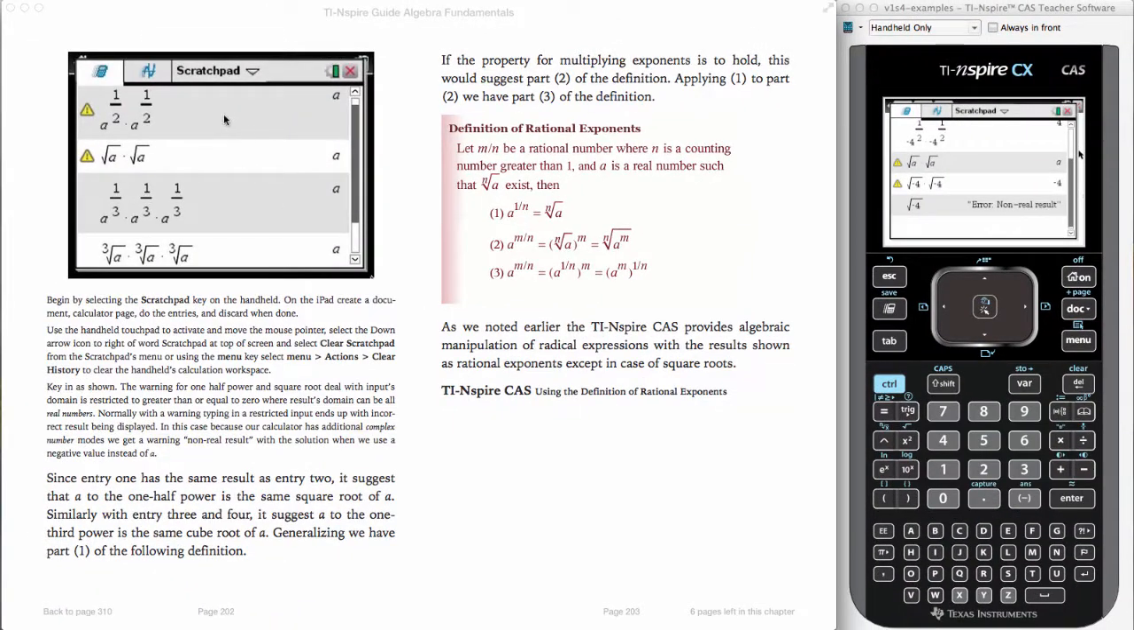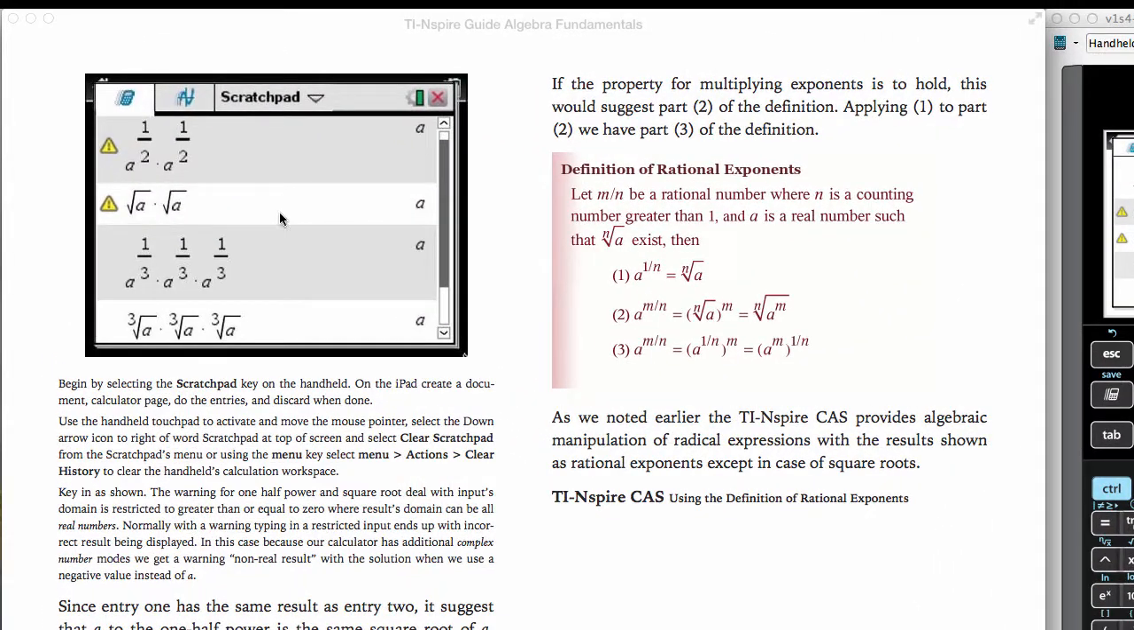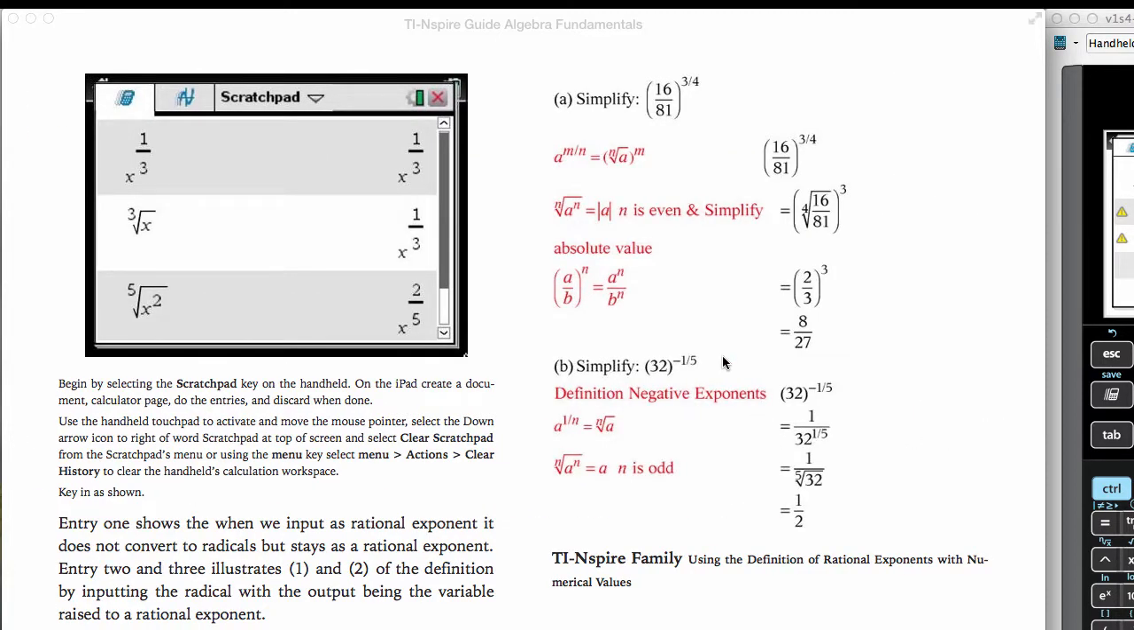Now let's return over here to the screenshot. We won't do this on our calculator, but odd indexes here, cube root, will not cause us a problem because we can take the odd root of a negative number. And again, here we do it with the rational exponent, and here we do it with the radical.